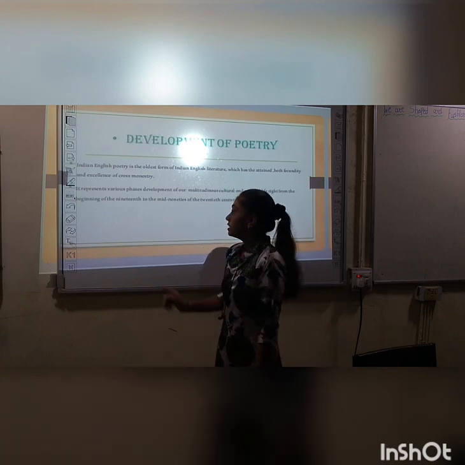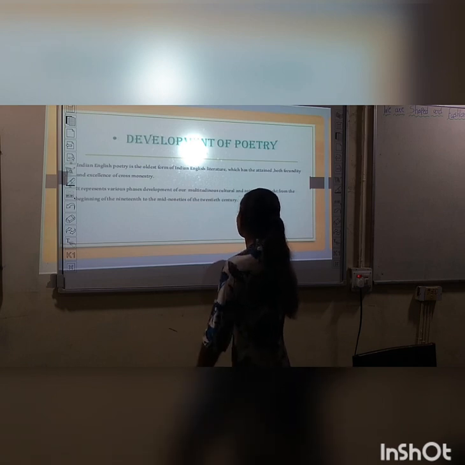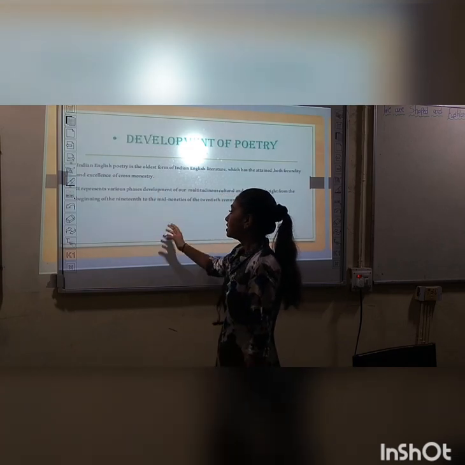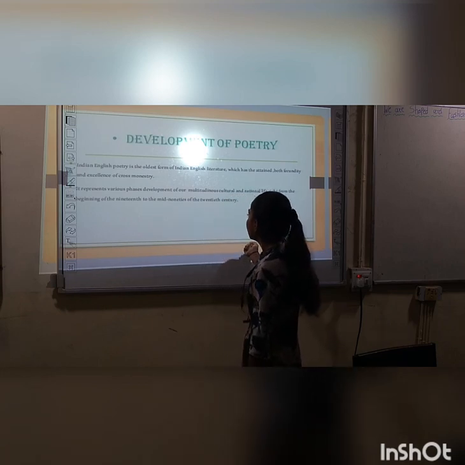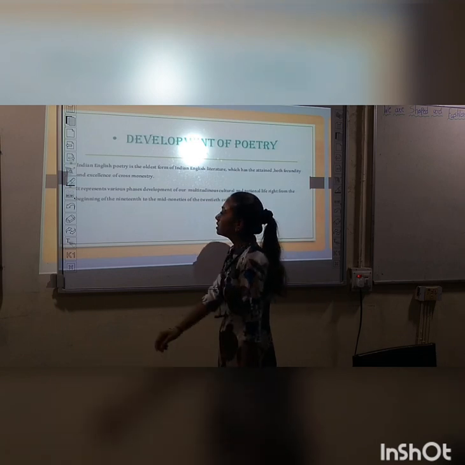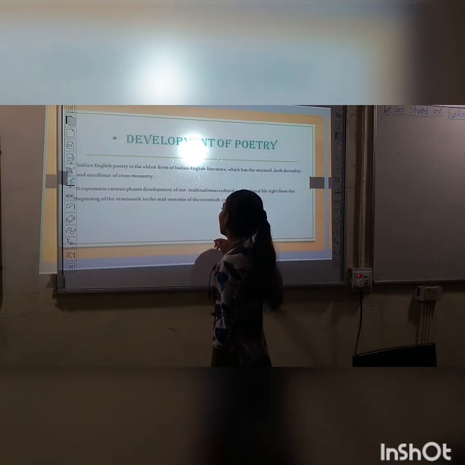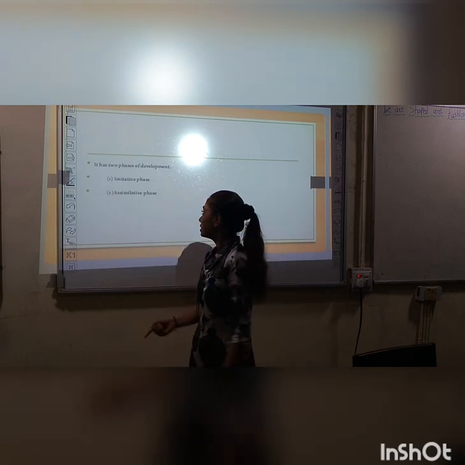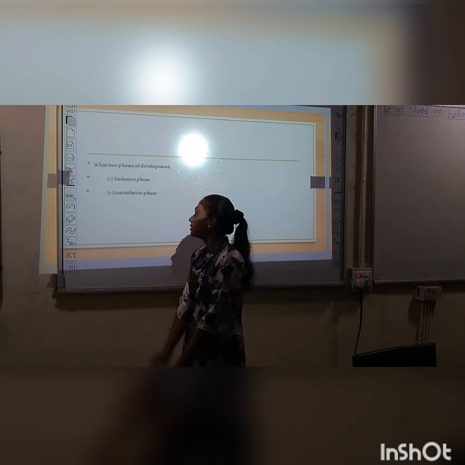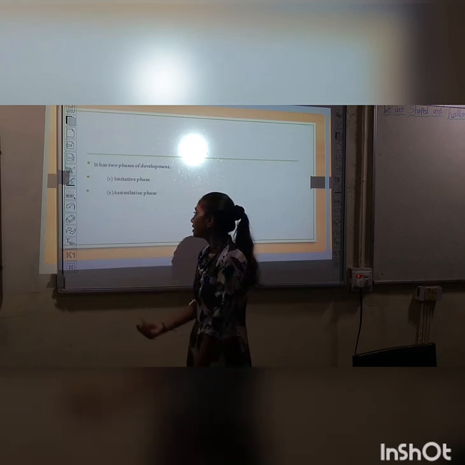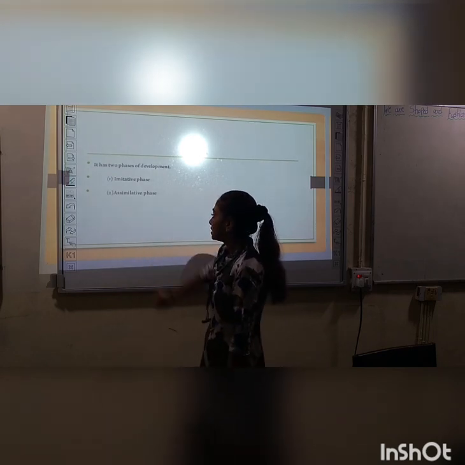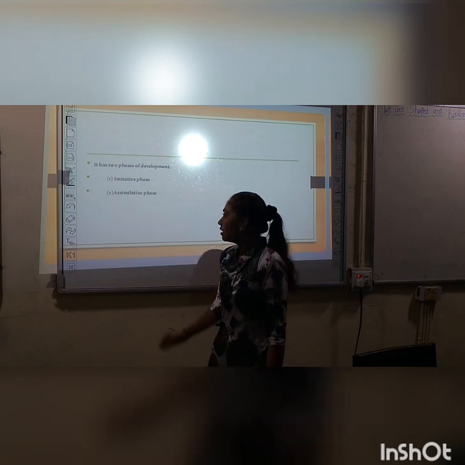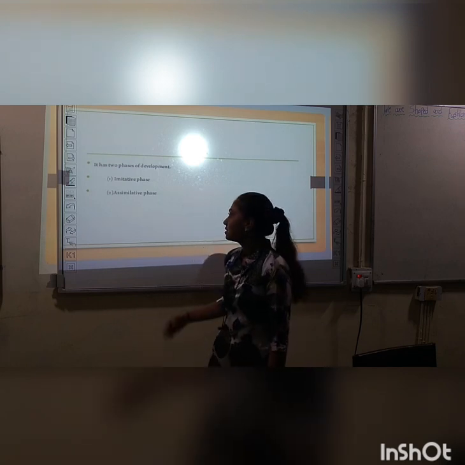Development of poetry. Indian English poetry is the oldest form of Indian English literature, which has attained both frequency and excellence. It represents the various phases of development of our multitudinous culture and national life from the beginning of the 19th to the mid-20th century. It has two phases. The imitative phase: the pre-independent poets are in the imitative phase because they imitated Western writers and poets. And the assimilative phase, in which the poets wrote about their own experience and other things.